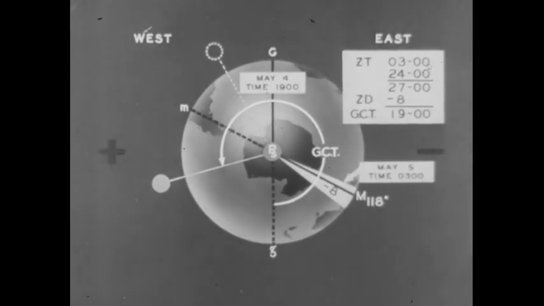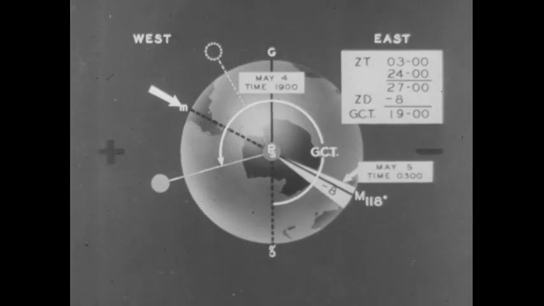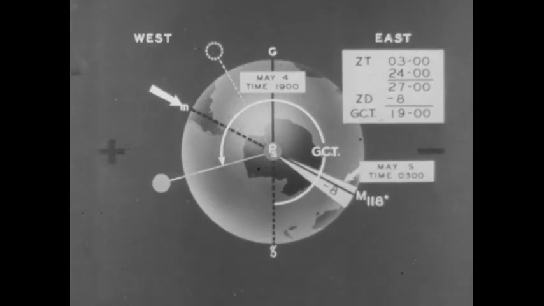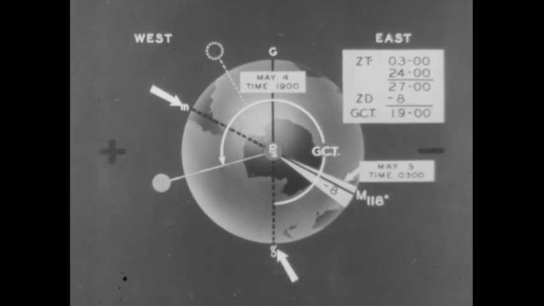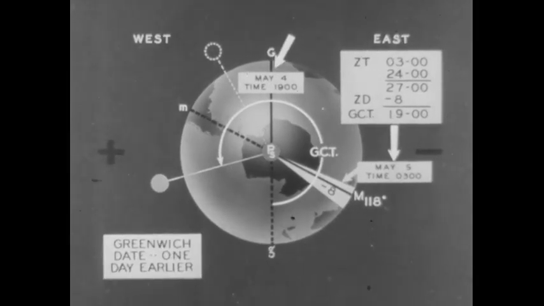Therefore, the Greenwich date must be earlier than the local date by 1 day, and the Greenwich civil time will equal 27 hours -8, or 1900, May 4th. Note on the diagram that the sun has transited the lower branch of the local meridian, but has not reached the lower branch of the Greenwich meridian. In this situation, the date at Greenwich is always 1 day earlier than the local date.